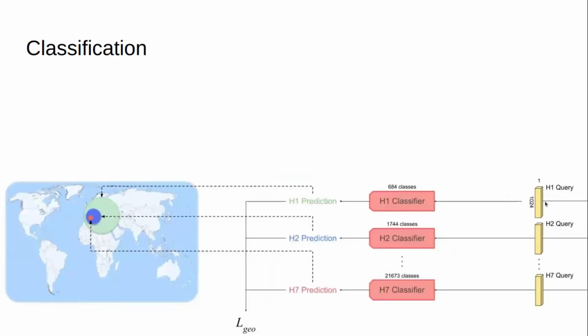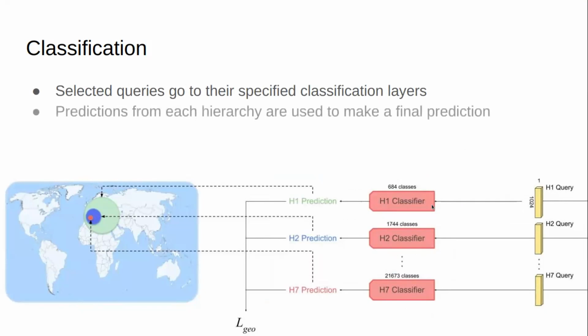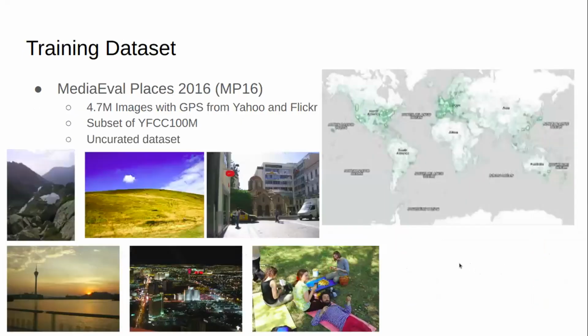Once we've picked which queries we want to pass into the classifiers, they come down and each query goes to a classifier specific for their hierarchy. When we're doing the testing, each prediction is combined to make one refined final prediction, and all of our predictions are passed through a cross-entropy loss to help enforce the accuracy. We can see that our coarsest classifier has 684 classes, and our finest classifier has 21,000 classes.